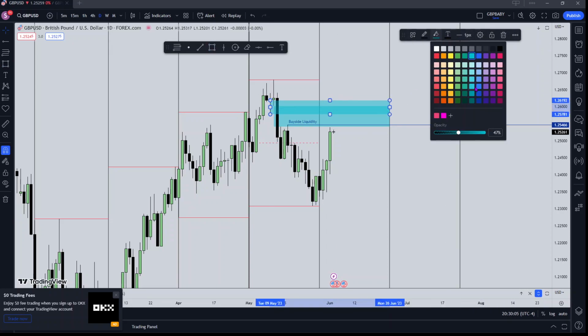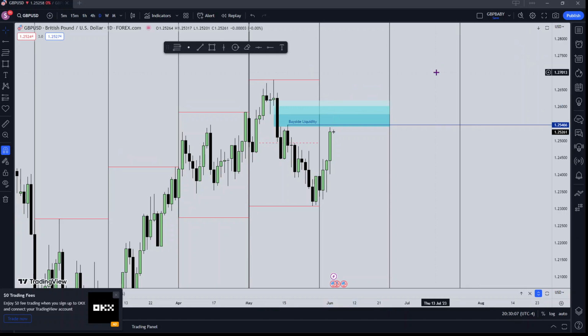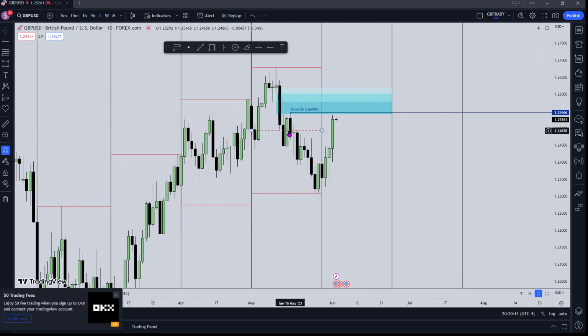Make it a lighter blue. Ooh. Yeah, that's okay. And I've also marked out the 50% level because, again, this is a range just as much as a fair value gap's a range, just as much as an order block's a range. So I've marked out the 50% level because I do believe that price is going to refer to this level.